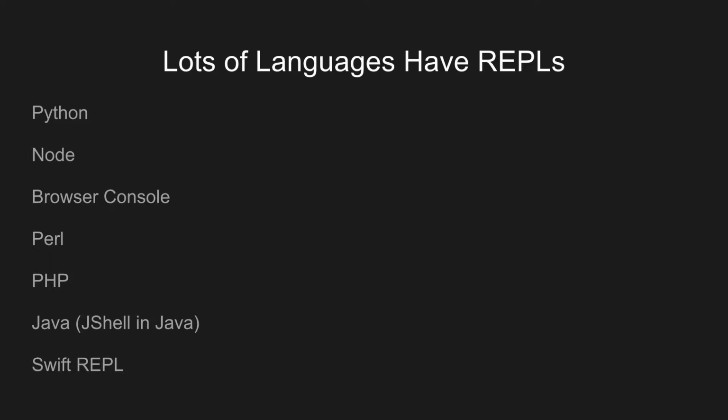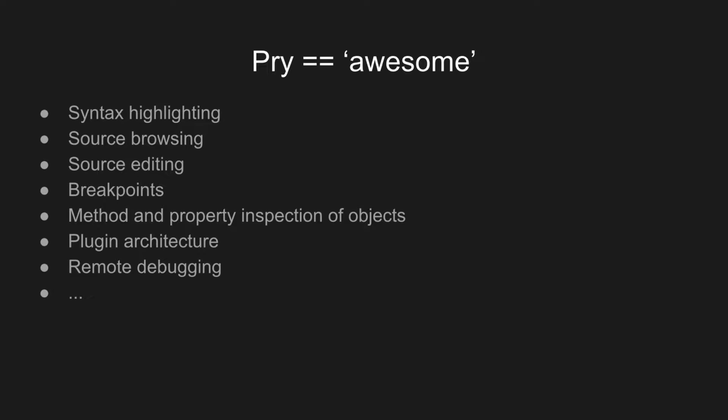Well, let's move back a second. REPLs are supremely important. They're in most languages, or a decent number of languages. It's harder to do in compiled languages because you compile the code ahead of time, but there are ways in some, like Java. Otherwise, Python, Node, your browser console, that's a REPL. But we're talking about Ruby.